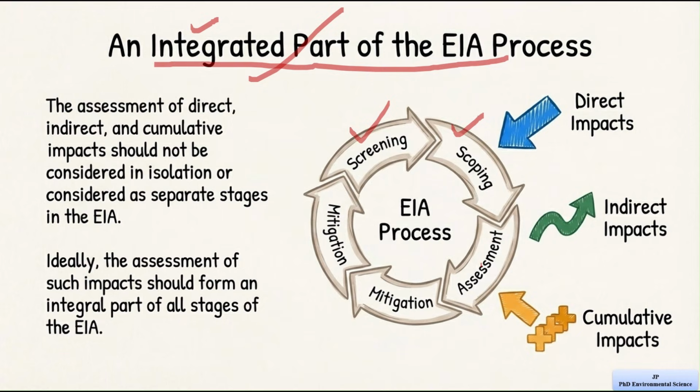Assessment, we analyze impacts in detail. All three types must be evaluated together. Mitigation, we plan to reduce impacts. Solutions must address all the types of impacts. Why is integration important? If we study impacts separately, we may ignore indirect effects. We may underestimate cumulative damage. So decisions may become incorrect.